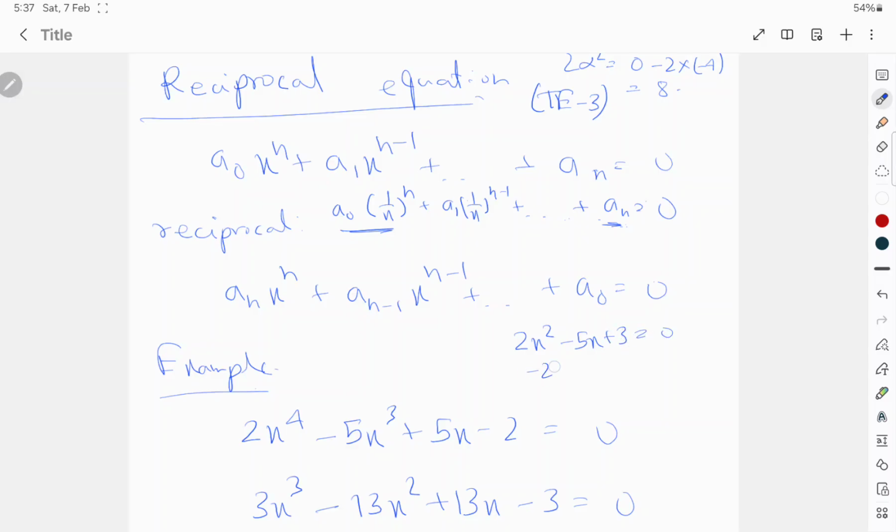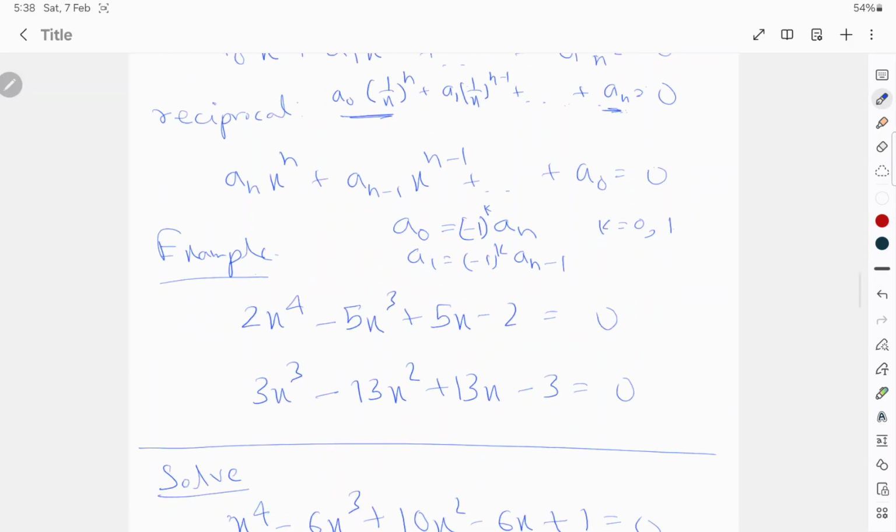This is the same as minus 2x square plus 5x minus 3 equal to 0, right? These two equations are the same, right? So from there, if you compare a0 and an, the relation will be either minus 1 to the power k, where k is equal to 0 or 1. a1 will be minus 1 to the power k times a n minus 1, like that.